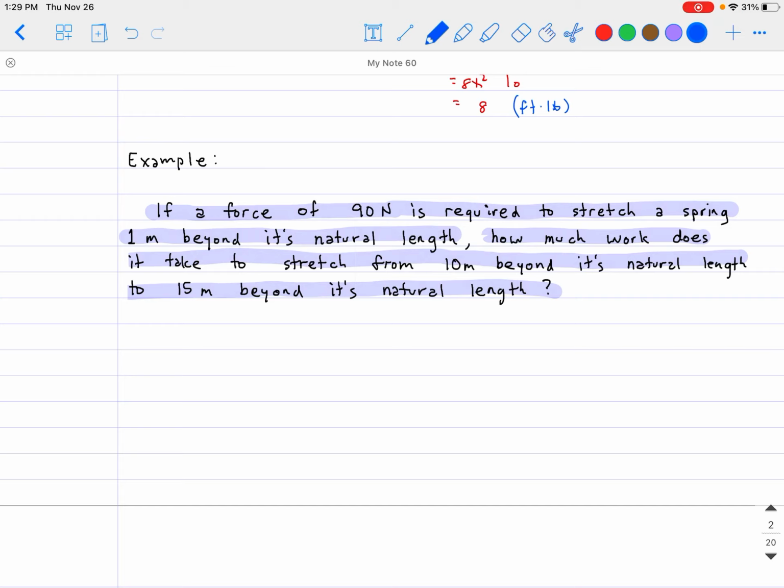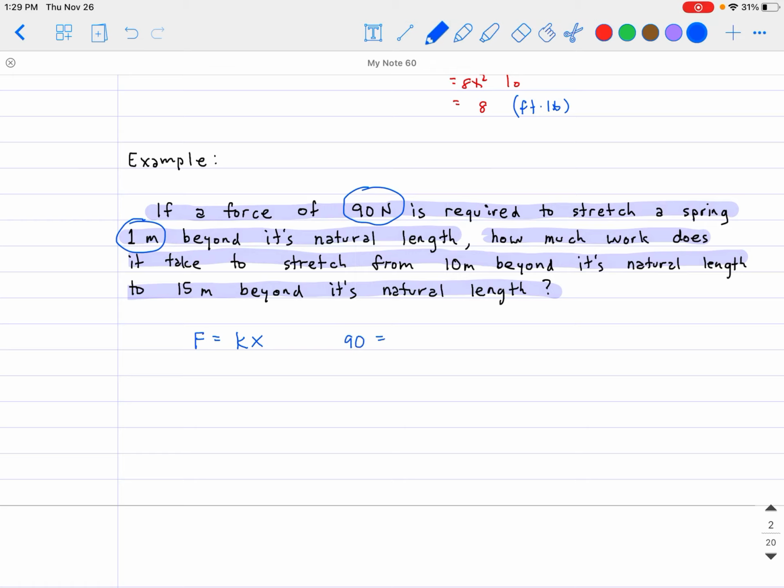All right, so once again, we're going to apply Hooke's law, but this time we're not given the spring constant, so we have to work for it. First off, we begin with the equation F equals K times X, where F is the amount of force it takes to push or pull X distance from its natural length. In this case, we're told the force is 90 newtons at a distance of 1 meter. So I can make that substitution and solve for what K is equal to.